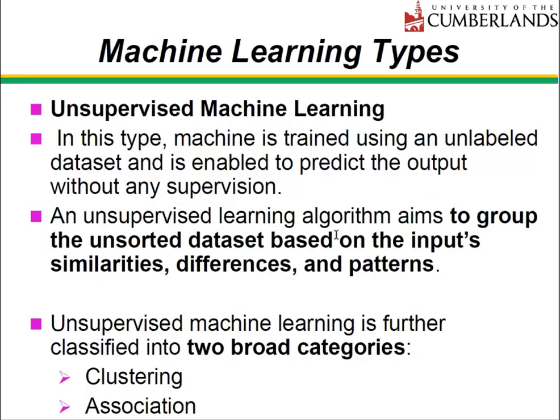So here's the key. An unsupervised learning algorithm essentially tries to group the unsorted data set based on the input's similarities, differences, and patterns. So the system looks at the raw data and asks, what natural groupings or patterns exist in this data? What can I learn about the structure of this information? This is very useful when you don't have labeled data.